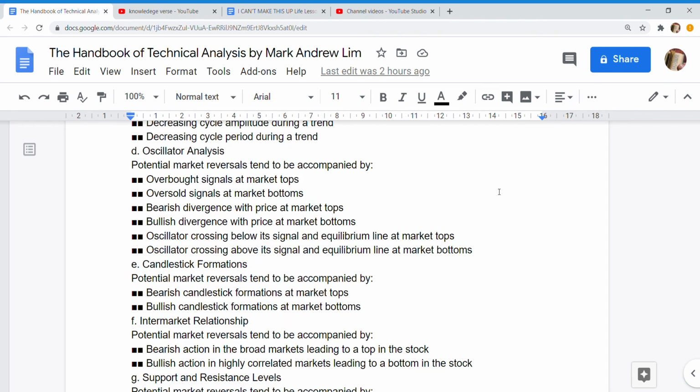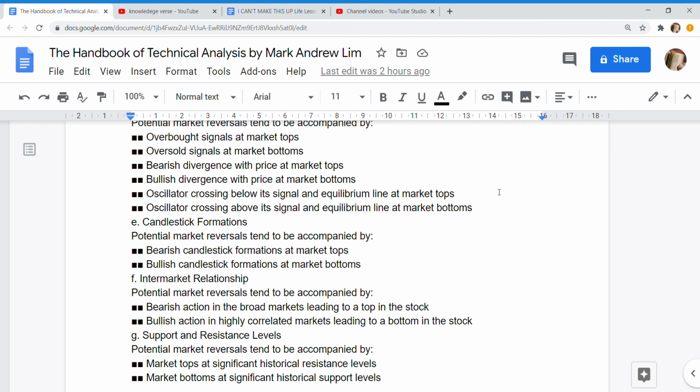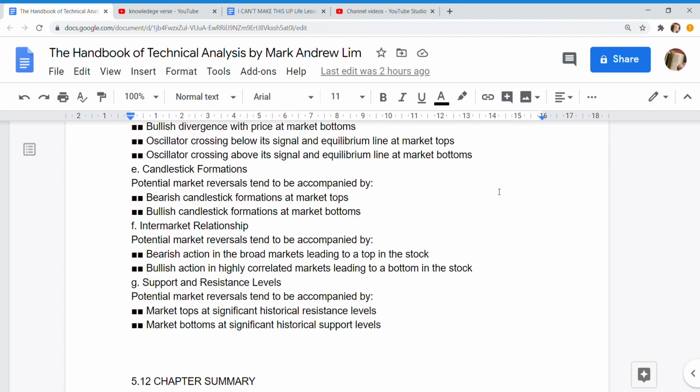E. Candlestick formations. Potential market reversals tend to be accompanied by bearish candlestick formations at market tops and bullish candlestick formations at market bottoms. F. Intermarket relationships. Potential market reversals tend to be accompanied by bearish action in the broad markets leading to a top in the stock, and bullish action in highly correlated markets leading to a bottom in the stock. G. Support and resistance levels. Potential market reversals tend to be accompanied by market tops at significant historical resistance levels and market bottoms at significant historical support levels.